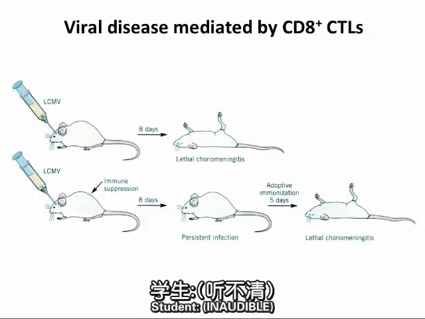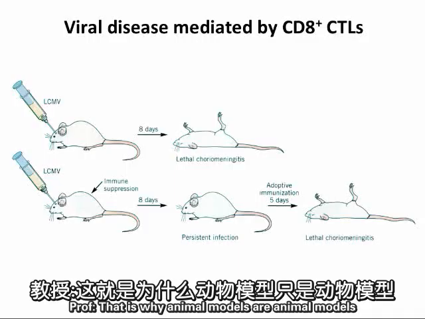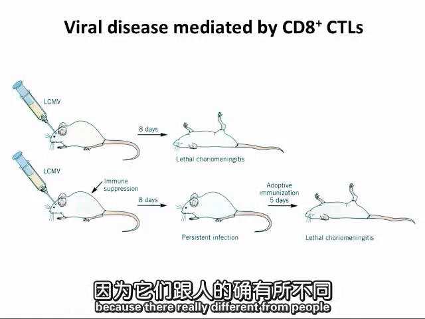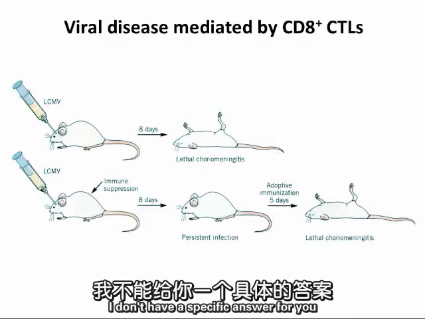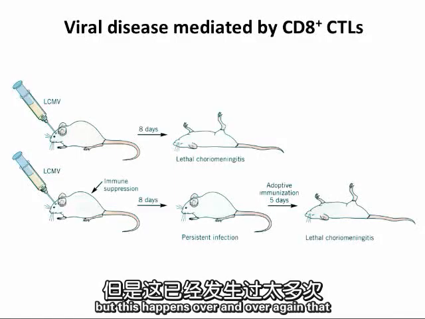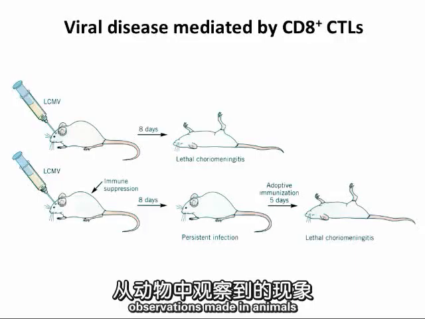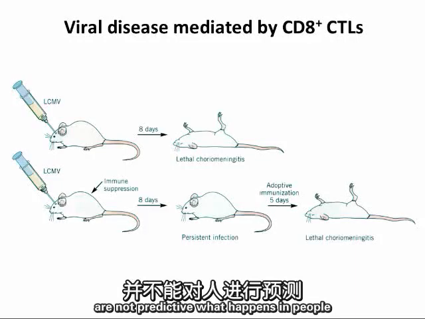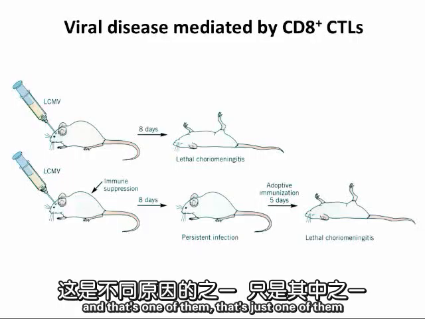Yes? How come immunosuppression, if it's in a mouse, it helps the mouse, but in a human, it makes them get infected with another virus? That is why animal models are animal models, because they're really different from people. I don't have a specific answer for you, but this happens over and over again, that observations made in animals are not predictive of what happens in people, and that's one of them. That's just one of them.